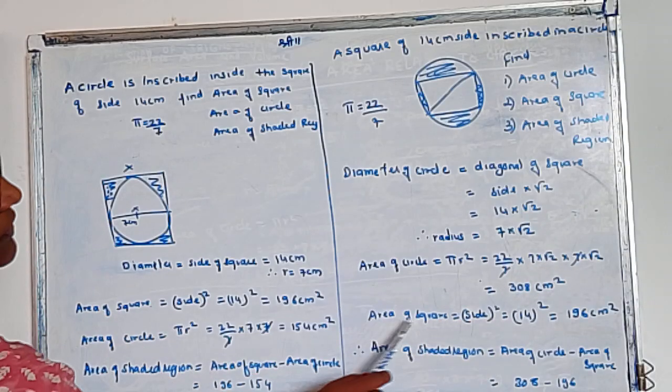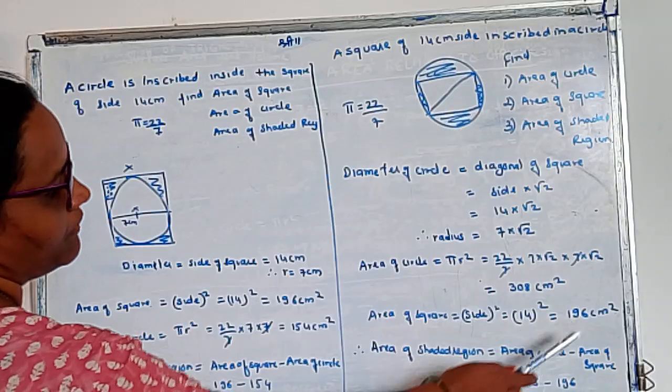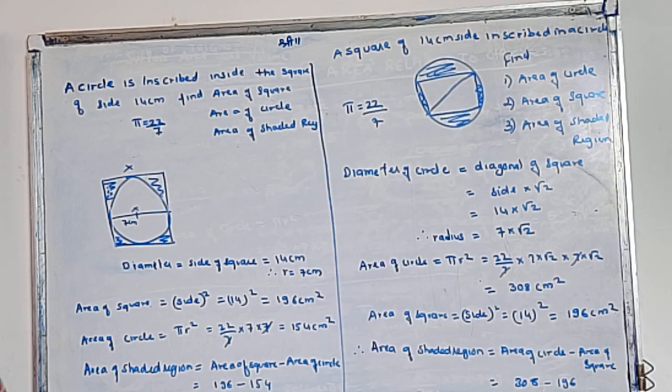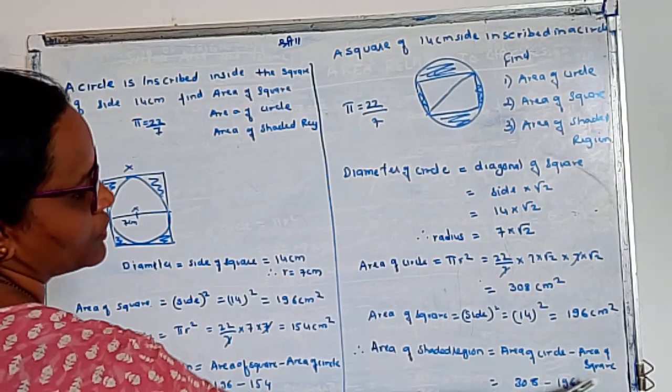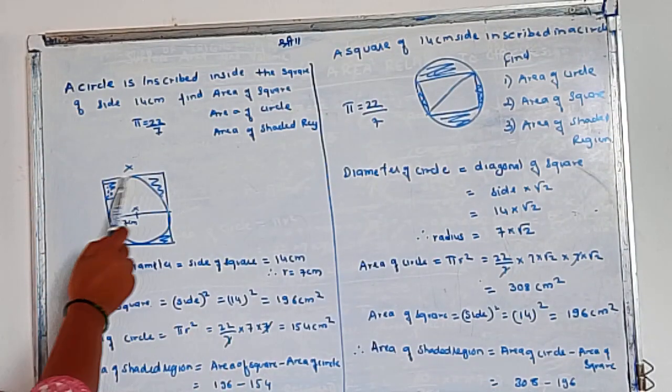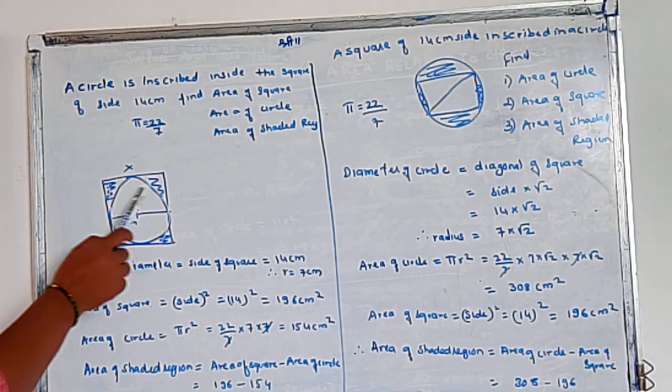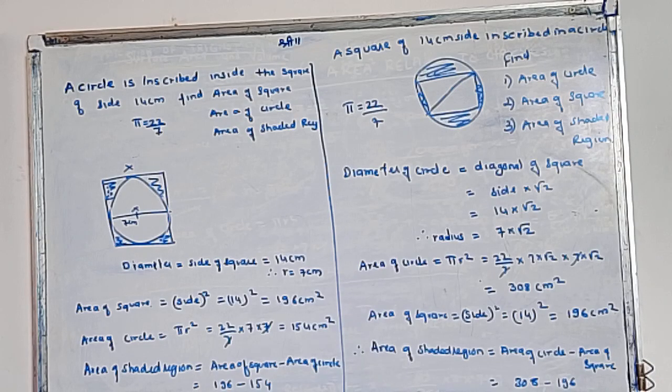Area of the square is 14 squared, 196. Here the area of the shaded region is circle minus square, which is this. In the earlier figure, the area of the shaded region was square minus circle. So both the sums, though they look alike, are separate.